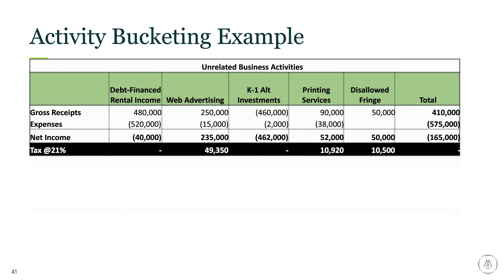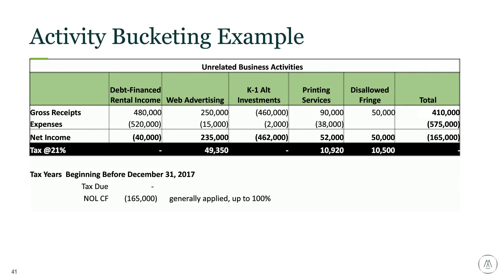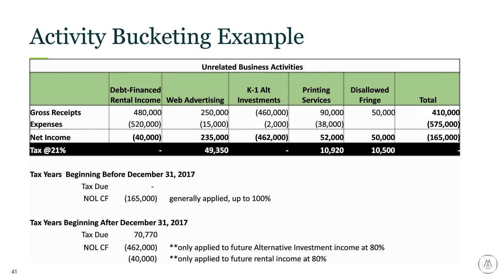And under previous law, prior to 12/31/17, we would be able to take that NOL of $165,000 and carry it forward and apply it up to 100% of our income on a go-forward, collective aggregate basis. Now, with tax years beginning after 12/31/17, we have tax due of the $49,000, the $10,009, and the $10,005. We've got to pay that tax.